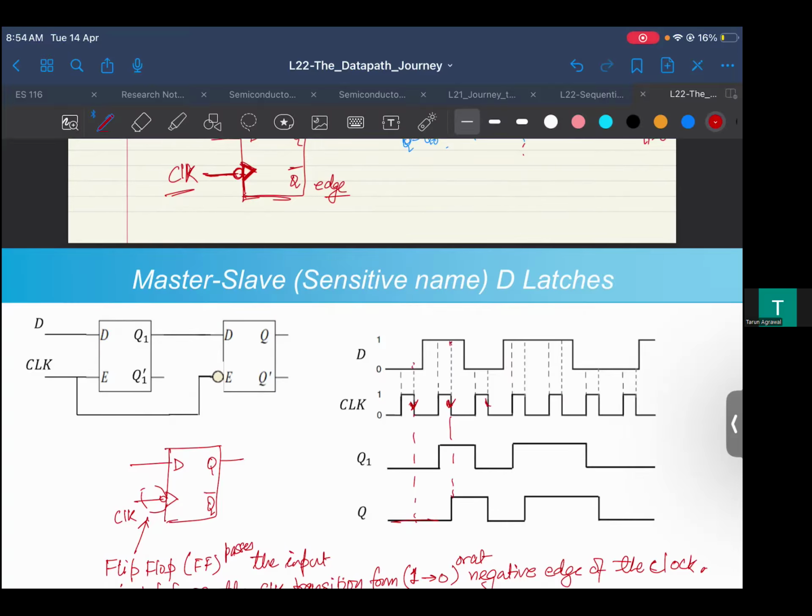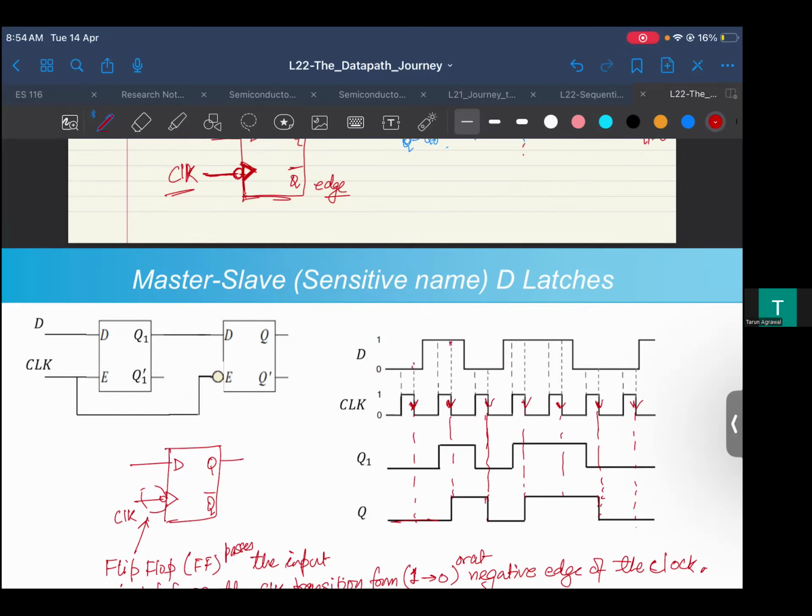Then you see next negative edge, input is 0, let's make it 0, right? This becomes again 0. Next negative edge, input is becoming 1, let's make it 1. Next negative edge, input is becoming 1, let's keep it 1. Next negative edge, input is becoming 0, let's make it 0. That is how it works. It's only at negative edges that it registers the input.